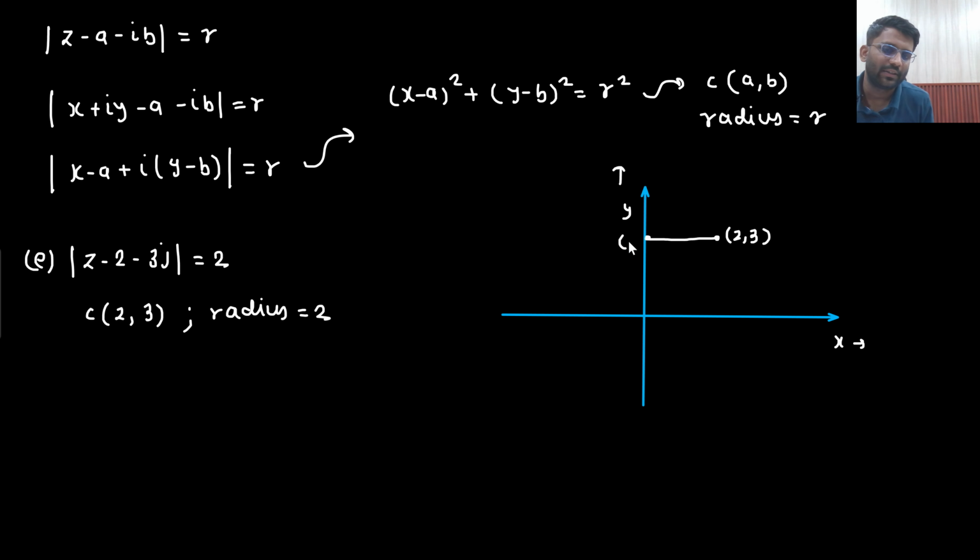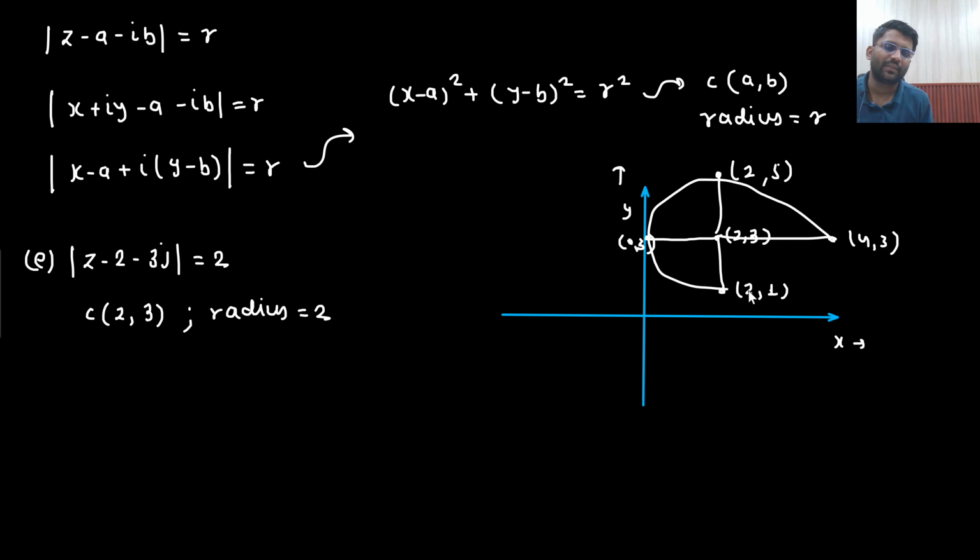So this will become 0 comma 3, right? And then here you will get 4 comma 3. On this line the value of x is 2 only, but the radius is 2, so this will become 2 comma 5. Here the value of x is 2 only, but the radius is 2, that means this point will become 2 comma 1. So your circle will be passing somewhat like this.